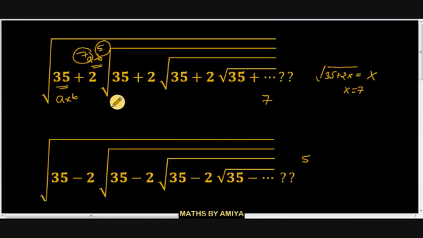So when you have such a question, just work on the first term as a into b, second term as a minus b. A into b is 35, a minus b is 2, so a is 7, b is 5. All positive then 7, all negative then 5. But the condition is that 35 should be everywhere, it's a constant, and 2 is constant. There is no sign before the first root.